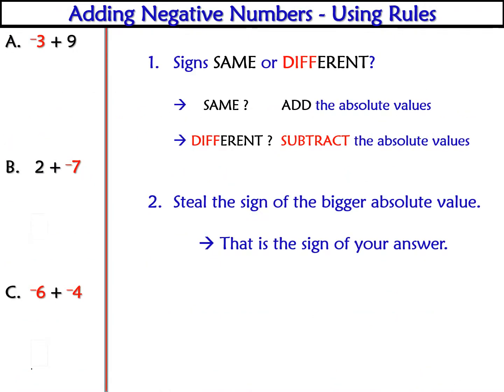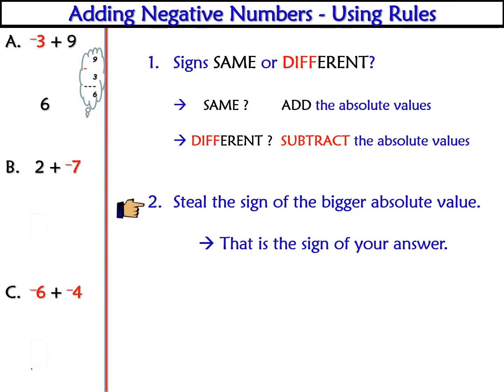Okay, as you can imagine, this method might not work so well if we have really, really large numbers. So we're going to have to come up with some rules. So let's look again at example A. Rule number 1, are the signs same or different? Well, clearly they're different. So when the signs are different, we're going to subtract the absolute values. What that means is we're going to strip the signs from each number and then just subtract. So 9 minus 3 is 6. That means the number part of our answer is going to be 6.